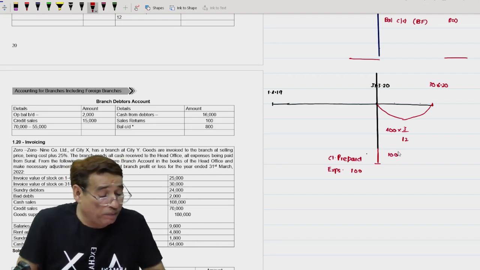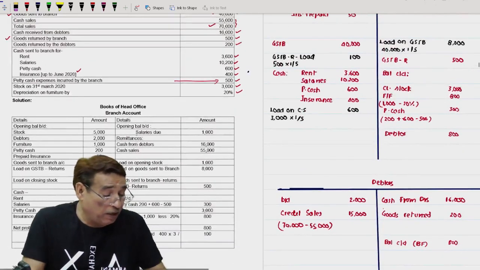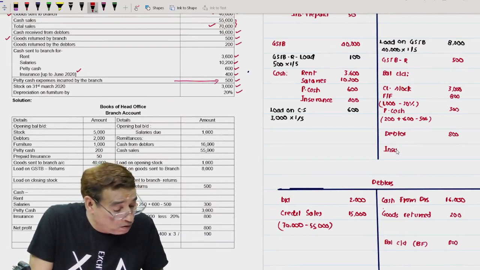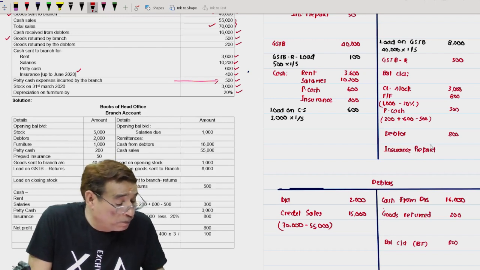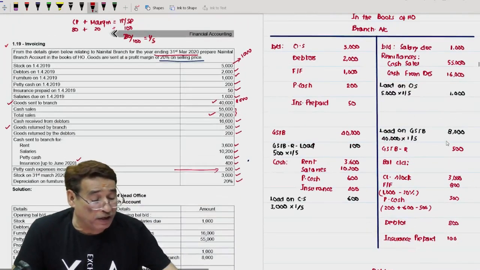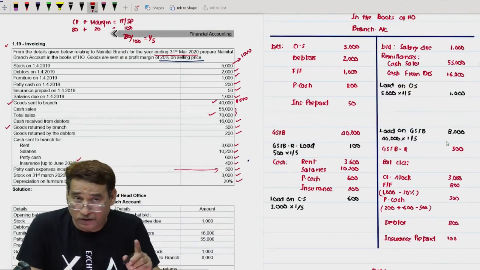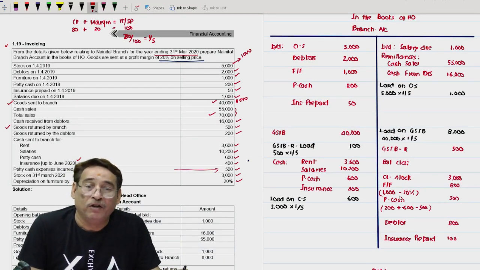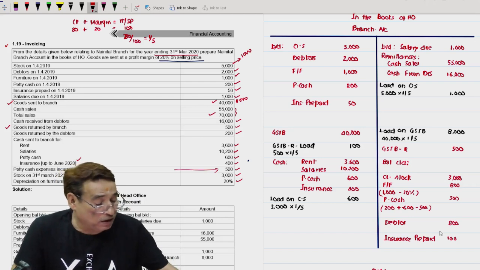So in this question, when I will close the branch account, I will also write here insurance prepaid. Insurance prepaid is 100. We will have to reflect it. If you remember, I also told you some time back that every opening balance with respect to asset, not with respect to liability, must have a corresponding closing balance. So now we can say closing balance of insurance prepaid is 100. So this is how you will have to do this question.